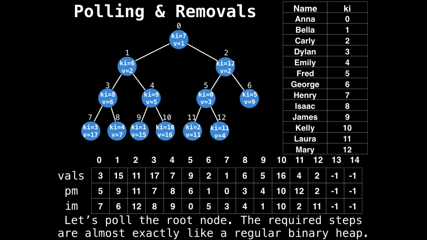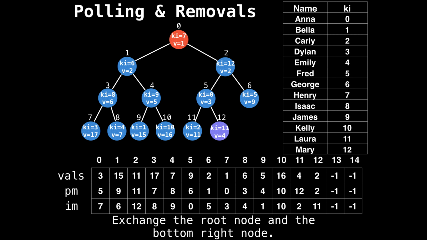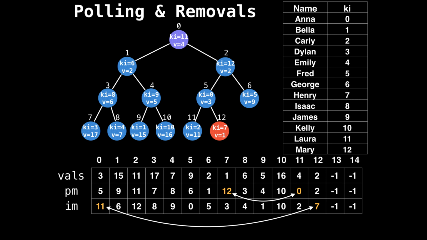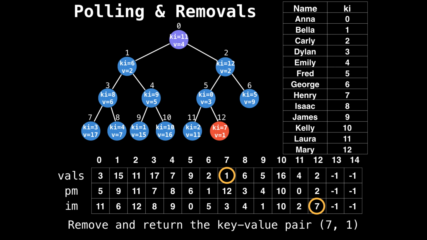So let's jump into an example. Suppose we want to poll the root node. This is something we often want to do since it'll give us the key value pair with the lowest value in the heap. The first step is to exchange the root node with the bottom right node. As we do that, remember to swap the index values. Now we can remove the red node from the tree. As we remove the value, let's make sure we store the key value pair we're removing so we can return it from our function later.